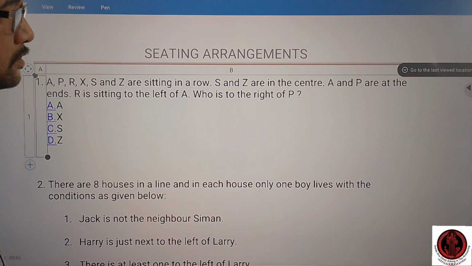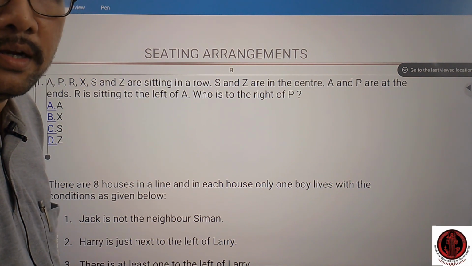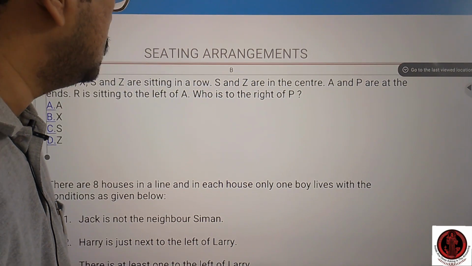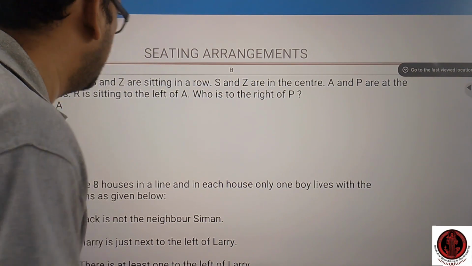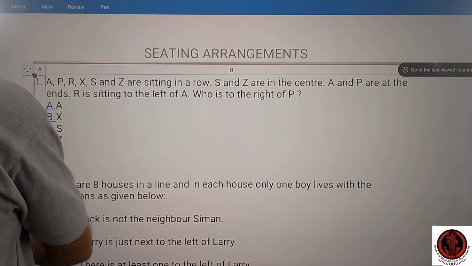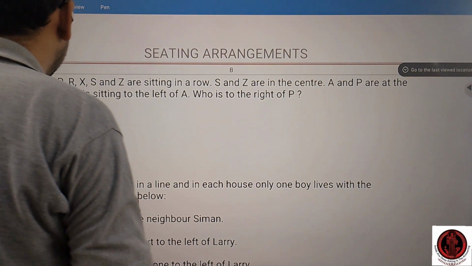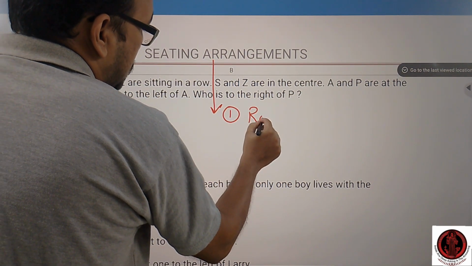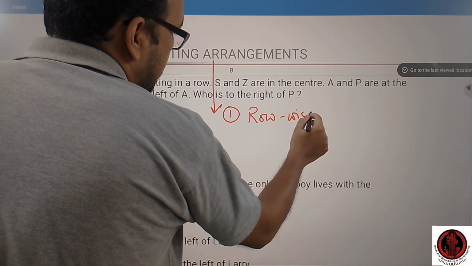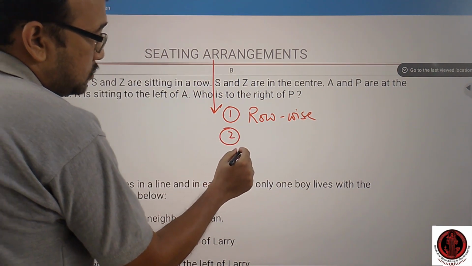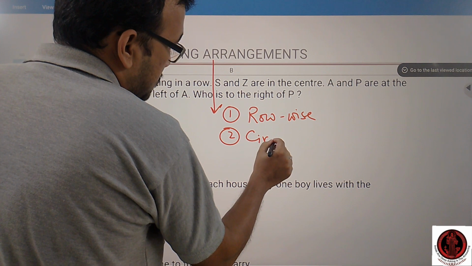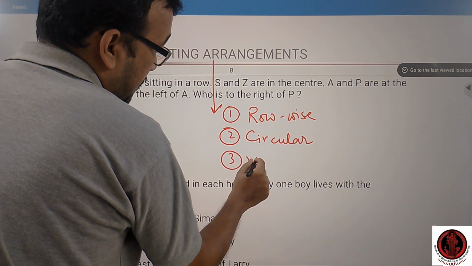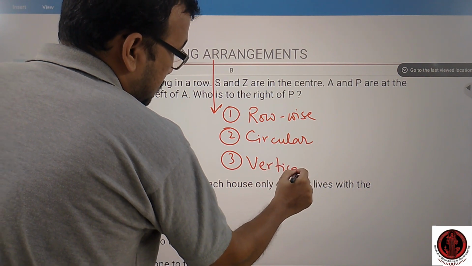First, you have to read the statement. Accordingly, you have to draw the diagram. Based on that diagram, you have to find out the correct answer. Now, in case of seating arrangement, there are three types of seating arrangement. One is row-wise seating arrangement. Number two is circular seating arrangement, and the last one is vertical seating arrangement.